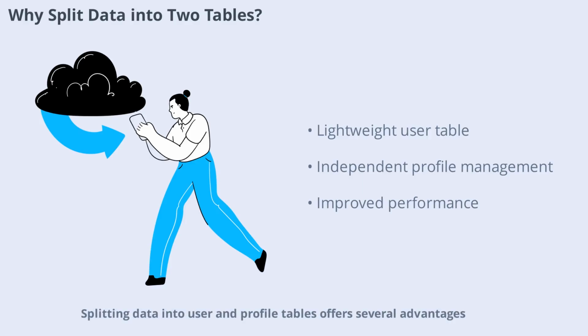Splitting data into user and profile tables offers several advantages. It keeps the main user table lightweight, allows profile data to be managed independently, and improves performance for queries that only need basic user information. This design is especially useful when profile data is accessed less frequently or is optional for some users.